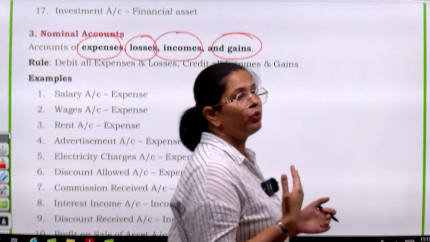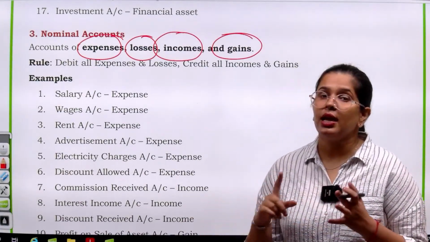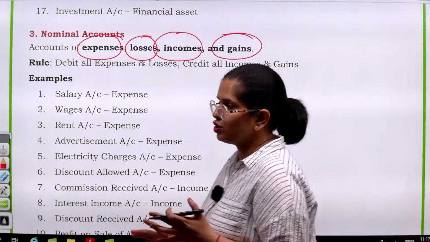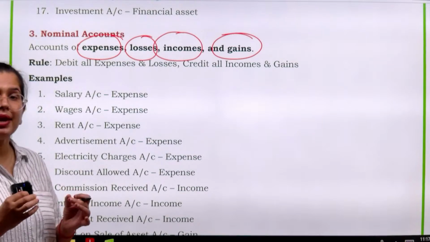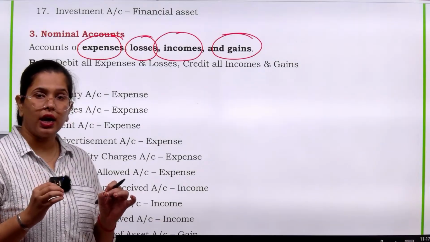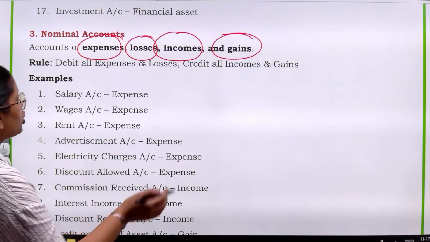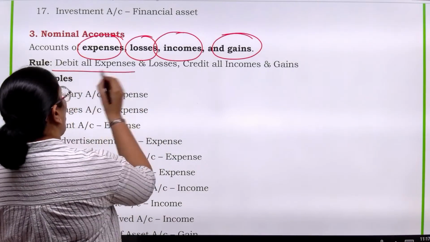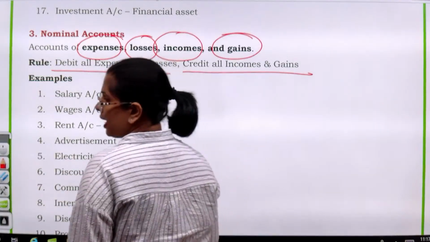Whenever I talk about assets, then I talk about the real accounts. Always remember, be it tangible assets or intangible assets, both are real accounts, right? Now let us see the nominal accounts. Nominal account means expenses, losses, incomes and gains, right? So the rule says debit all expenses and losses, credit all incomes and gains.